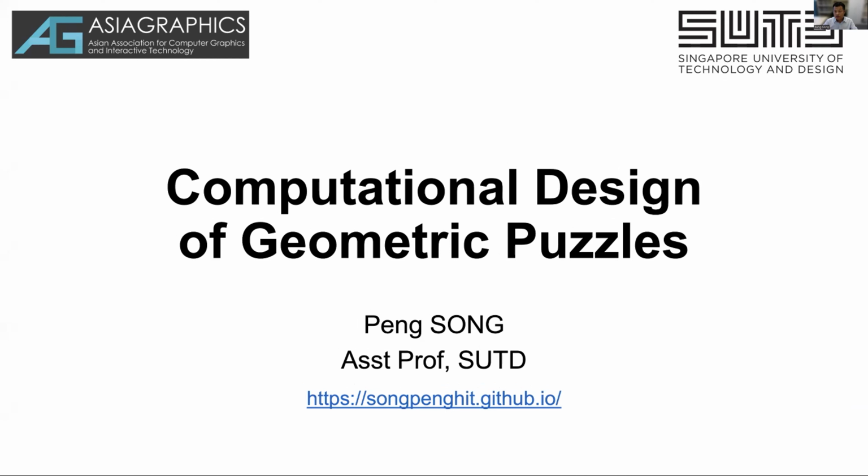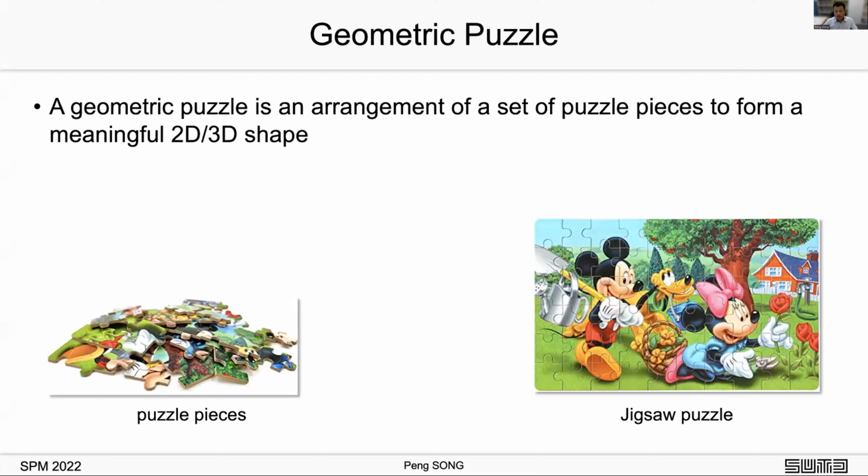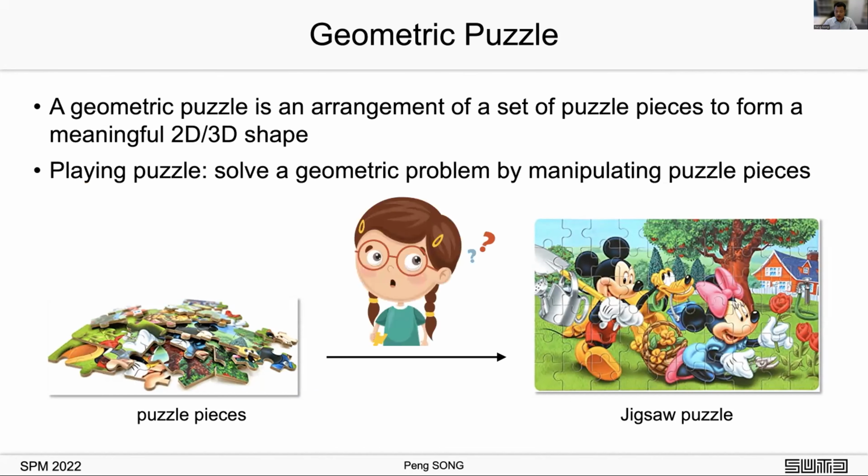In this talk, I will first give an overview of research in computational design of geometric puzzles, and then I will introduce my recent research works in this topic. So first, what is a geometric puzzle? A geometric puzzle is an arrangement of a set of puzzle pieces to form a meaningful 2D or 3D shape. The most well-known geometric puzzle is the Jigsaw puzzle. The task of playing Jigsaw puzzle is to assemble the puzzle pieces into a target shape, usually a 2D rectangle.